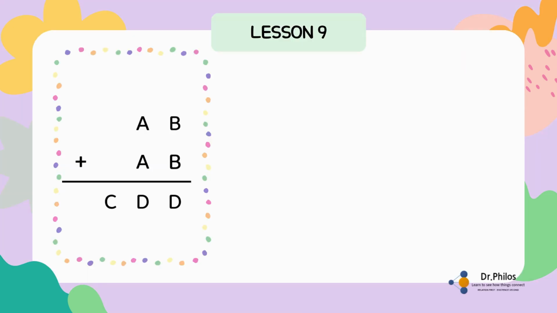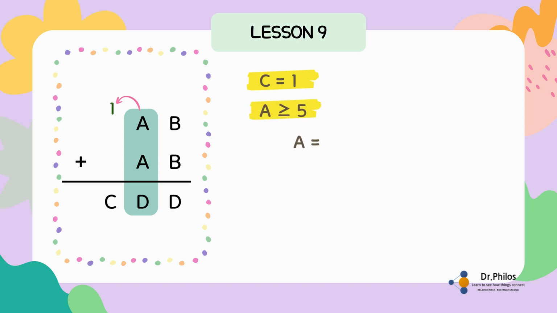Let's share what we found in each place and figure out the number for each letter. C is 1. There is a carryover from the tens place. For a carryover to happen in the tens place, A must be 5 or more. So, A can be 5, 6, 7, 8, or 9.